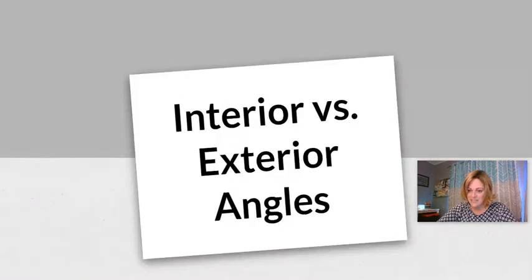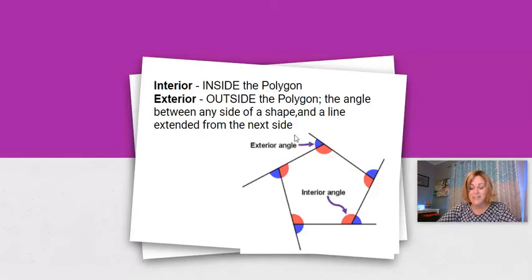Interior versus exterior angles. We've talked about interior and exterior before, so I'm hoping the angle part is doable. Interior is on the inside. Exterior is on the outside of the polygon, but notice only this blue part. It's when one side is extended and the angle created between the side of the shape and that line extended. So it's just that. It's not this whole exterior angle. It's just that little piece.